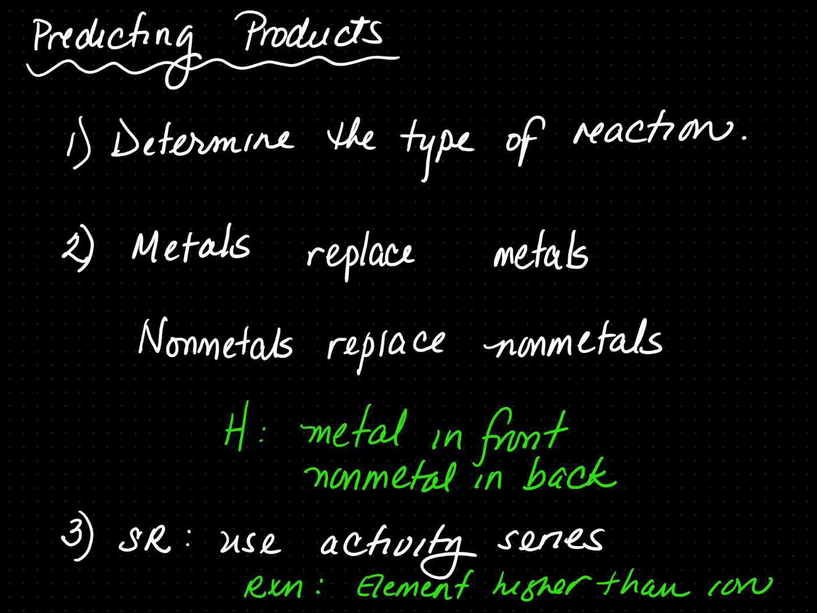Many times in class, you will be provided the reactants and you have to predict what the products are. To predict your products, the first thing you want to do is determine the type of reaction. So identify, is it a synthesis (combination), decomposition, single replacement, double replacement, or combustion?